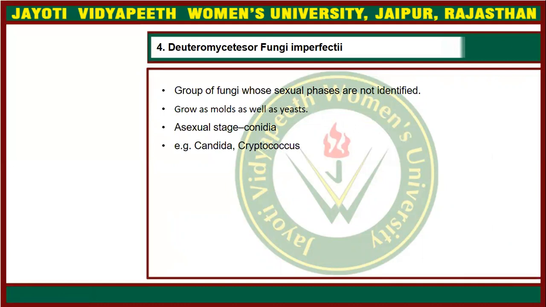The last classification is deuteromycetes, which is the group of fungi which have no specific sexual structures, and they grow as molds, and they also grow as yeast. Their asexual structure is conidia, and the examples are candida and cryptococcus. Candida is mostly involved in fungal infection.